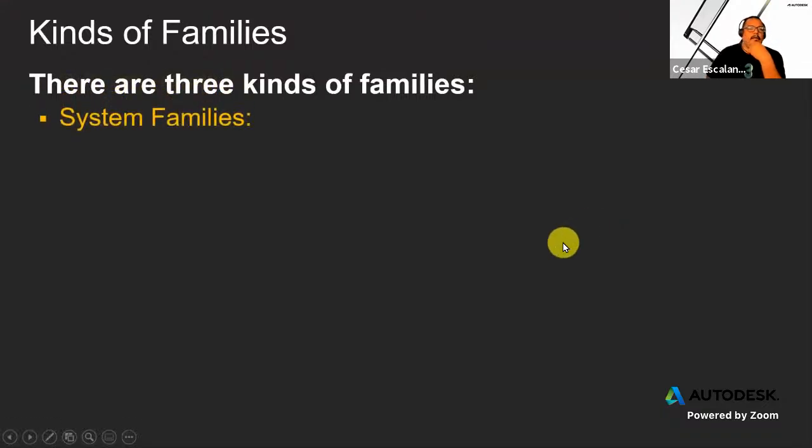So let's define what is a family. A family is a collection of objects that share the same parameters or properties, and they have a very similar physical representation. There are three types of family in the Revit world. We have something called system family.